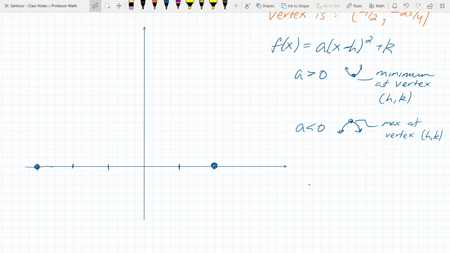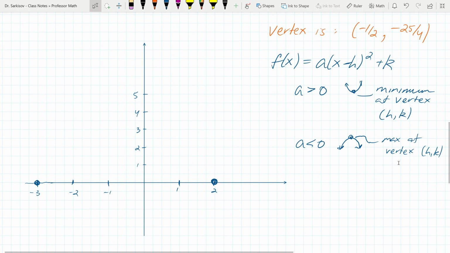Negative 1, negative 2, negative 3. That's just a 1. And let's do this. This is 1, 2, okay, 3. Let's kind of squish it a little bit vertically. So 4, 5, okay. And this is negative 1, negative 2. So I'm labeling it a little bit. I just want to show you a little bit of the graphing. Now we have a vertex at negative 1/2, negative 6 1/4, right?